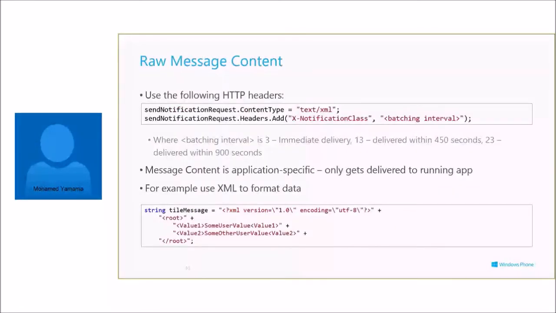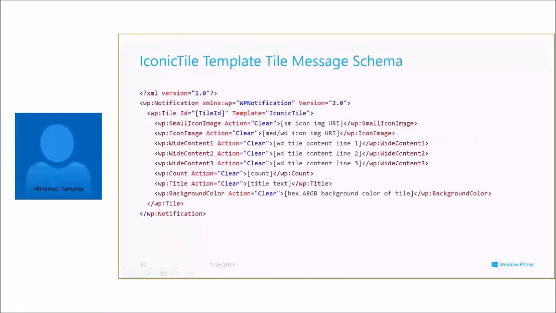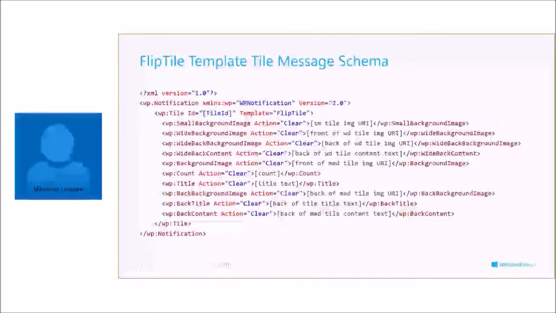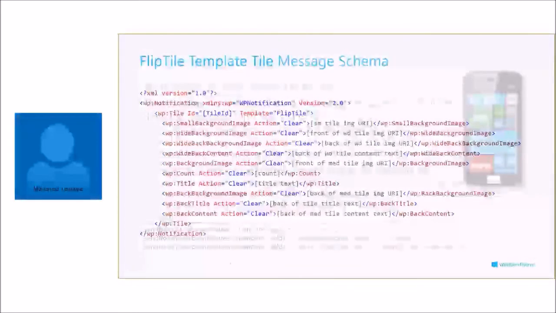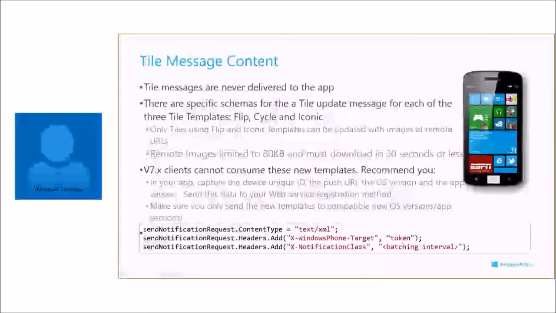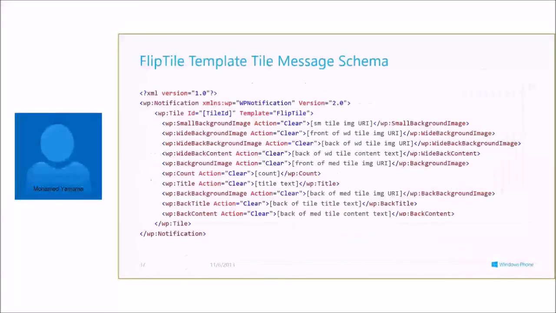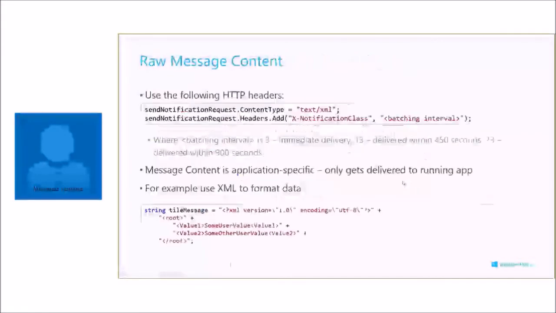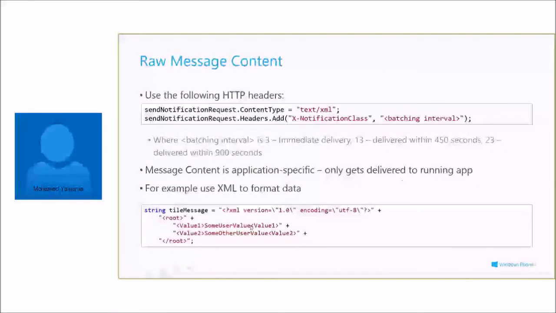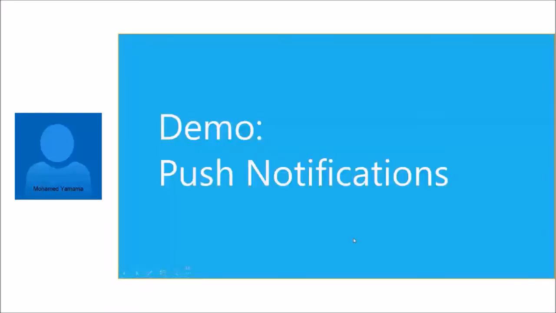What about the raw message? You set the content type to text/XML, and the notification class. In the tile we used to put the target as token for tile, and toast for the toast. However, for the raw, you don't need to add that one. And the message will be values, like a set of strings, for example, that you can send to the user in a message.